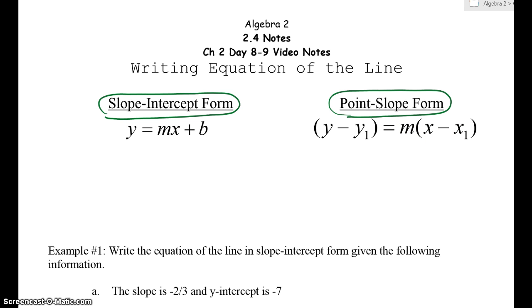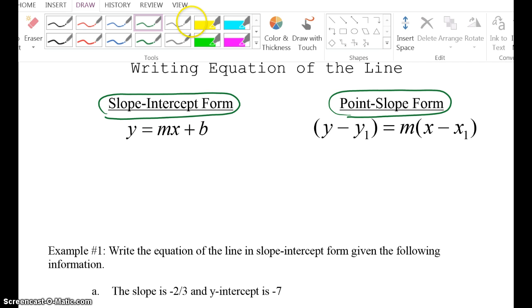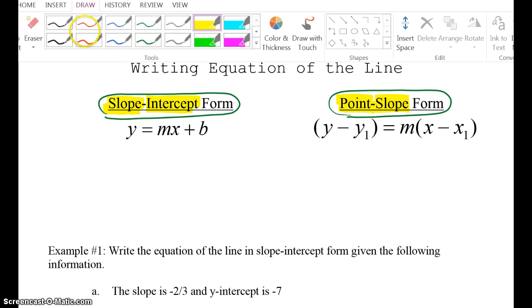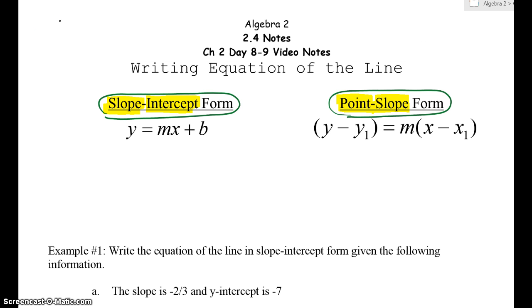Now, a lot of people are like, when do I use which form? Well, it's pretty simple, I think. When you are given the slope and a y-intercept, I tend to use slope-intercept form. Whereas if I am given a point and a slope, I tend to use the point-slope form, unless I am told otherwise. Alright. Let's look at the pieces.